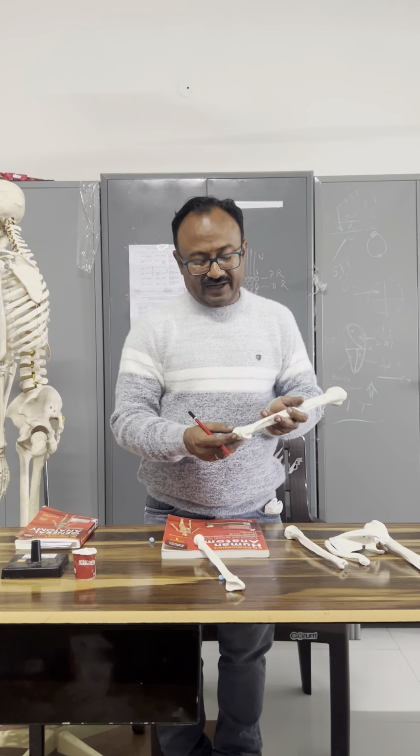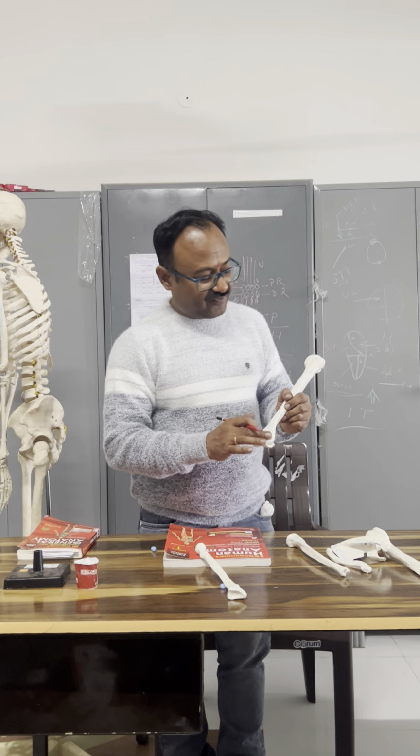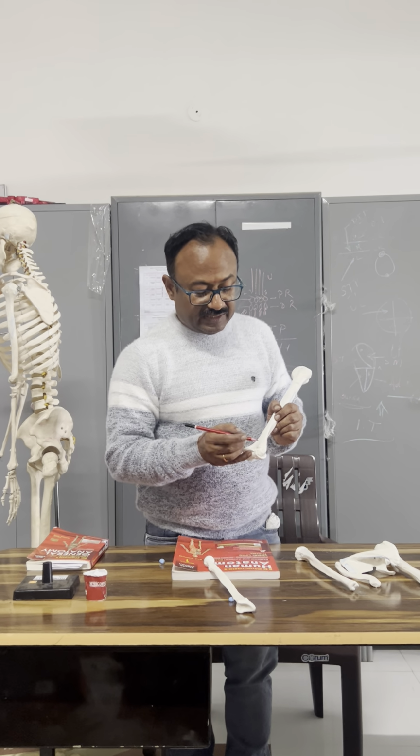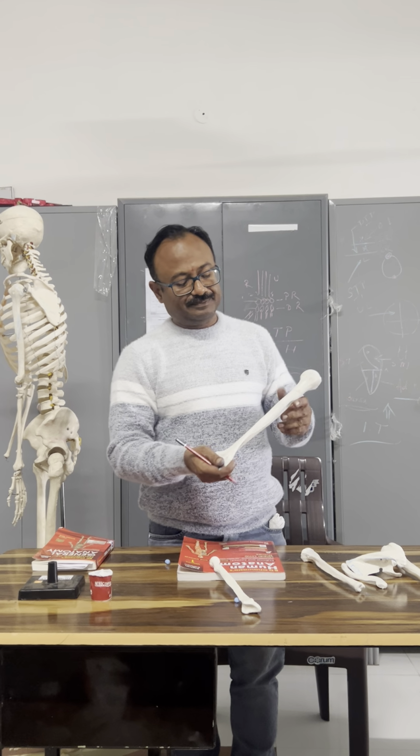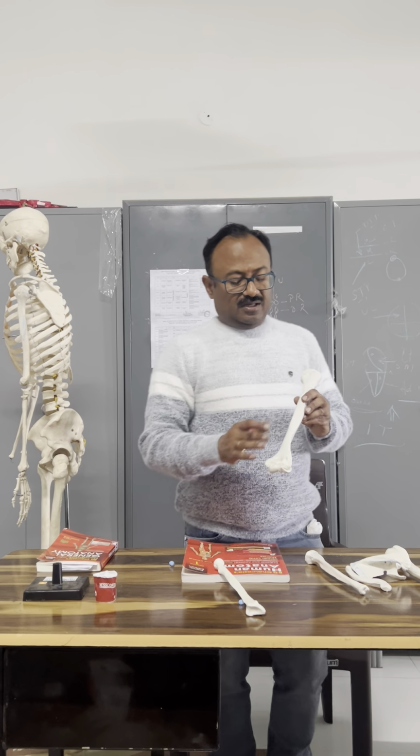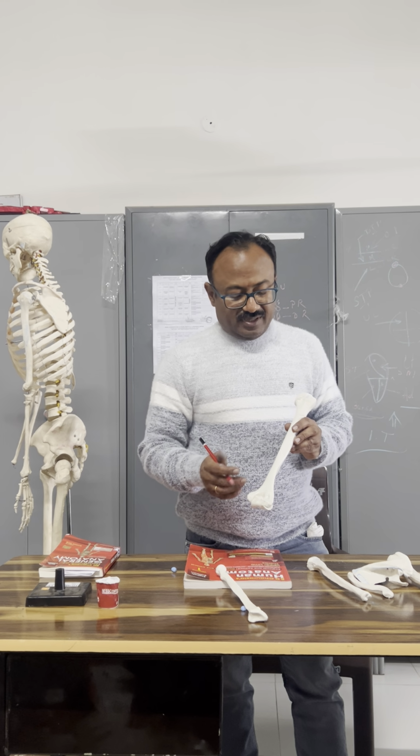Five. Okay, and one muscle is on the posterior surface of the lateral epicondyle. There is the origin of anconeus muscle. ठीक है? This was all about the origin.